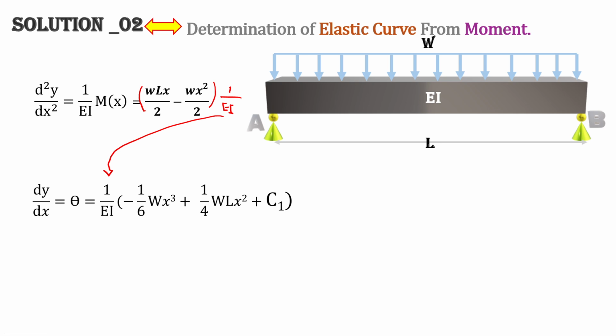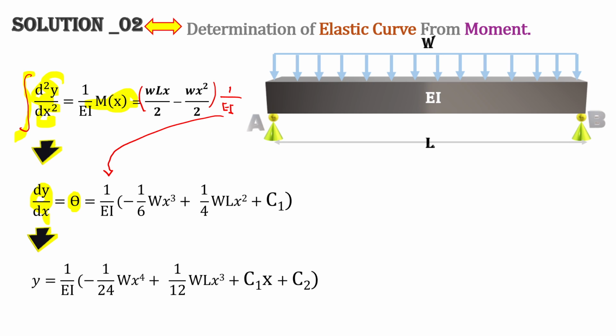And then by integrating the moment function, the area under moment gives theta, the angle of rotation. So if you integrate the top equation, it gives negative Wx squared over 2, which becomes 1 over 6 Wx cubed. The other part is a quarter of WLx squared, plus a constant which is created during the first integration.